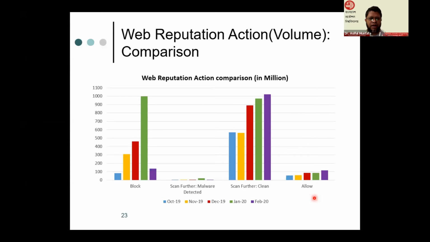In terms of millions of web reputation actions, if you look at the block percentage, this is for the 5 months in a bar. We see that as there's more traffic, there are more blocks, and the allowed traffic is almost similar in terms of valid traffic. But when there is a rise in traffic, mostly the rise is because of the attack scenarios, resulting in higher blocks in the system.